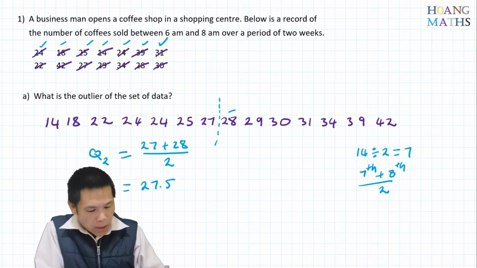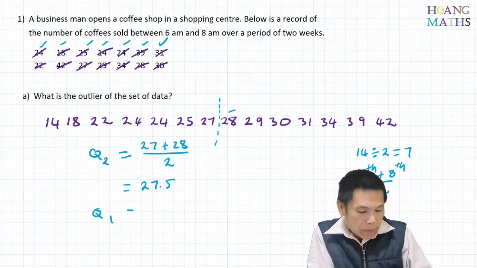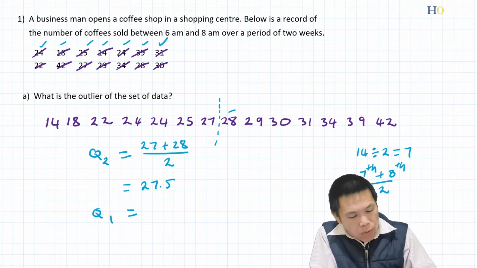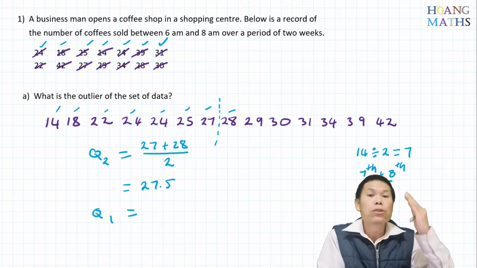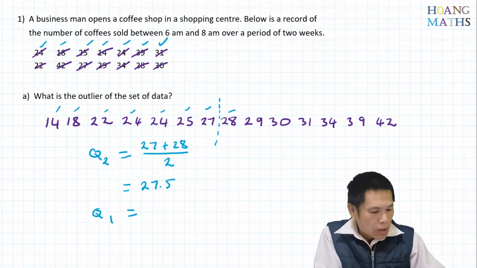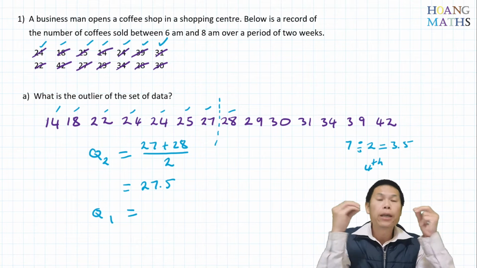So to do this, I just write this down, Q1. So we have 1, 2, 3, 4, 5, 6, 7. So 7 divided by 2. That gives me 3.5. So therefore, the fourth score is Q1.